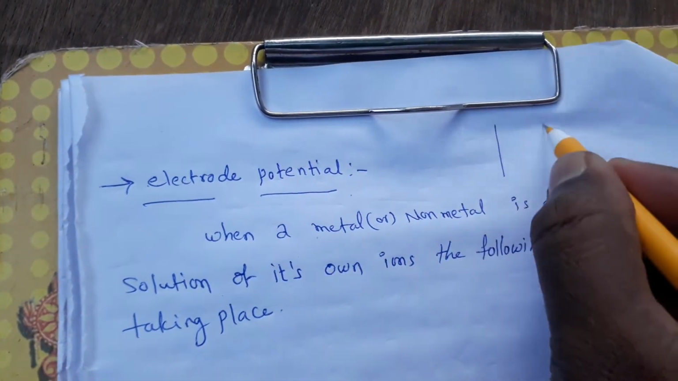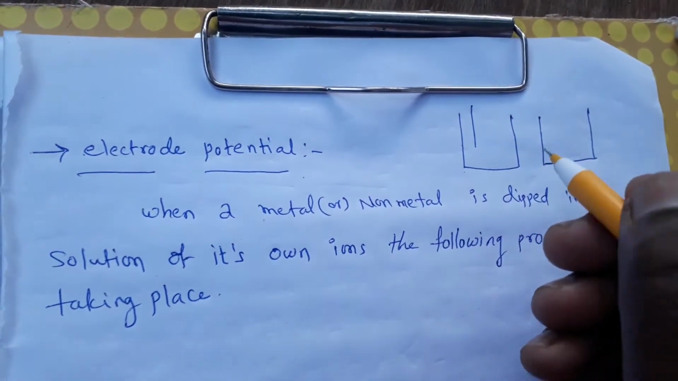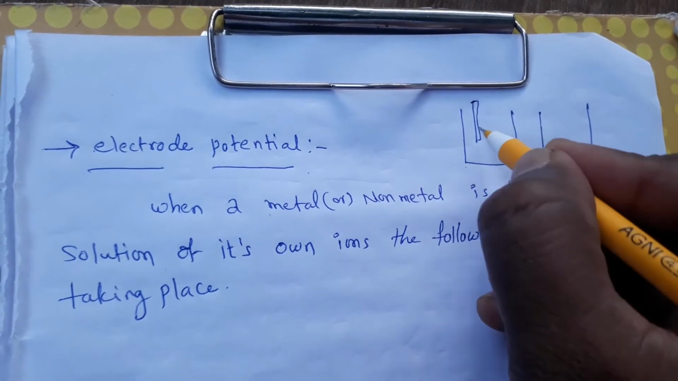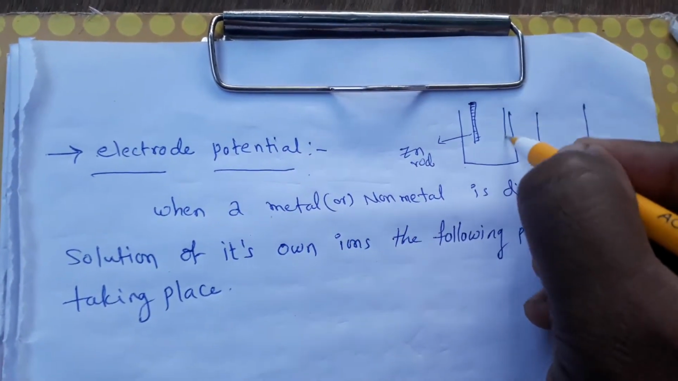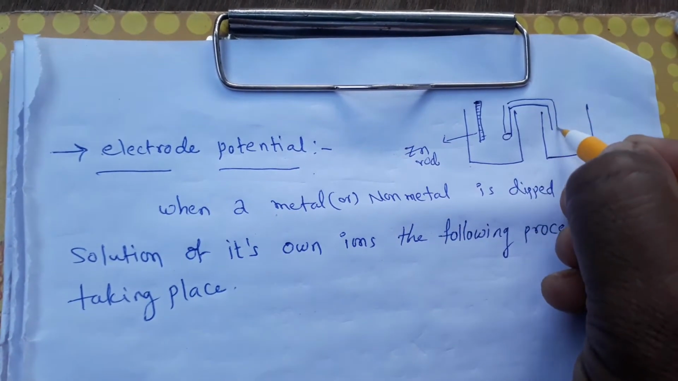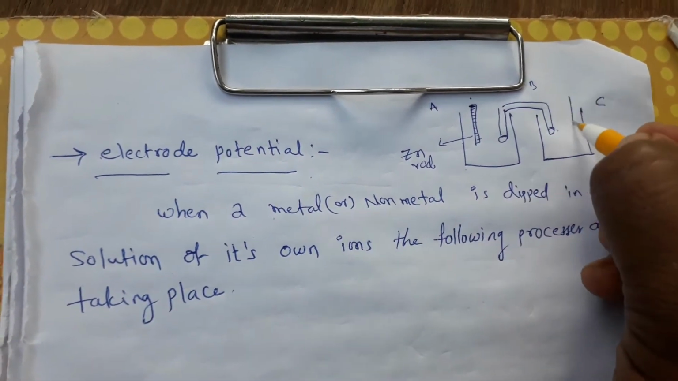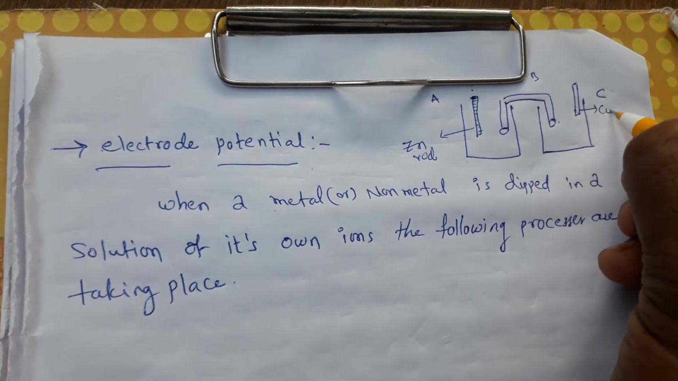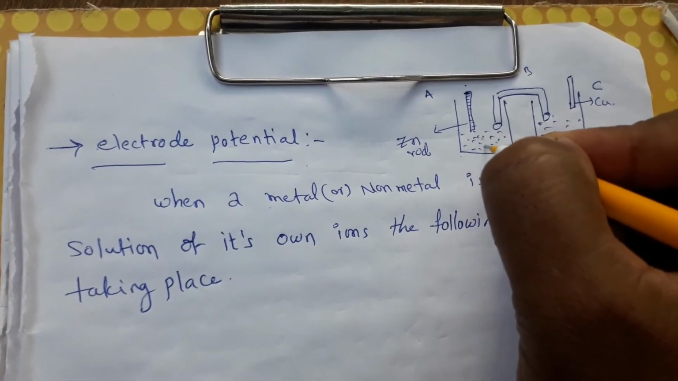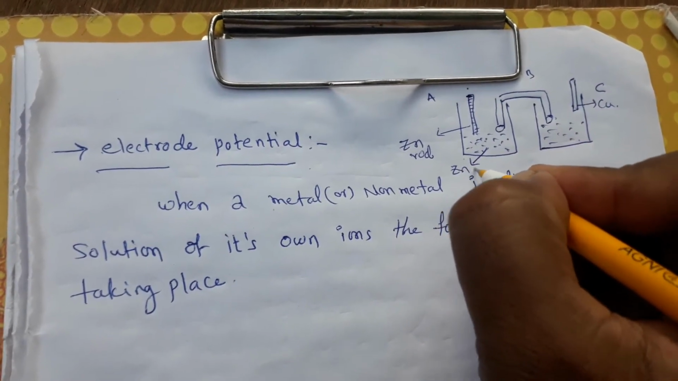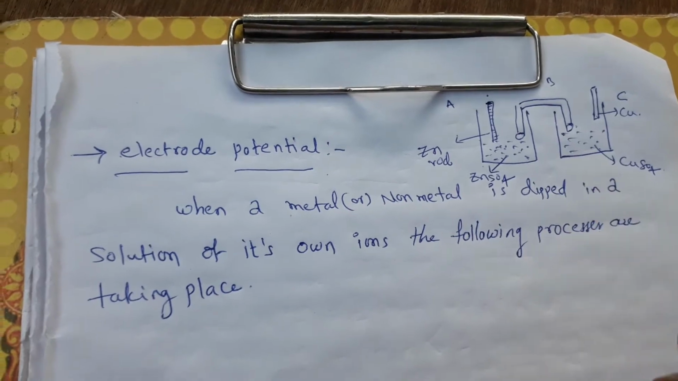What is the meaning? If you take an electrochemical cell, you are taking two beakers, and here one is a rod, some copper rod, or you can take the zinc rod on this side, and there is a salt bridge between them. Here is the anode, and here is the cathode. Another rod you took is copper, dipped in a solution containing its own ions. Here if I add zinc sulfate solution, and here copper sulfate solution, then the following processes will occur. We'll see what processes will occur.